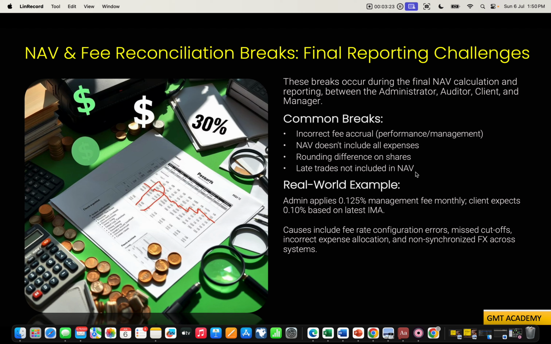A real life example is that the admin applies a 0.125% management fee monthly, and the client expects 0.110% based on the latest IMA, meaning their agreement. Agreements are of many types, so they mention it as the IMA. As per the latest agreement it is 0.15, but you are applying 1.25. The causes include fee rate configuration error, missed cutoff, incorrect expense allocation, and FX systems not being synchronized as well.